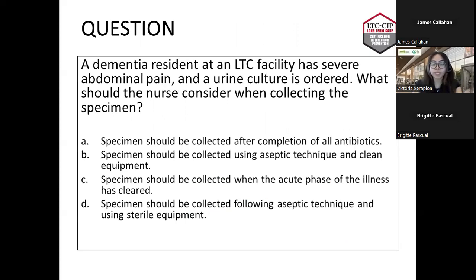And this brings me to my next question. A dementia resident at a long-term care facility has severe abdominal pain and a urine culture is ordered. What should the nurse consider when collecting the specimen?